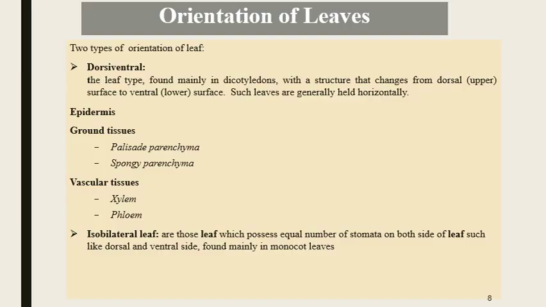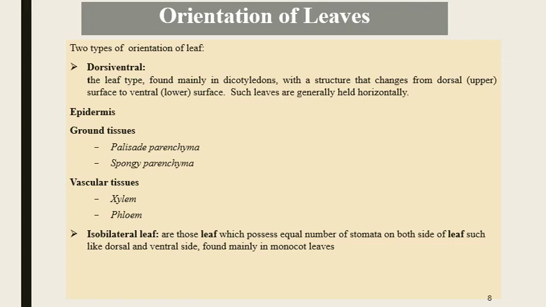Orientation of leaves. There are two types of orientation of leaves, dorsiventral and isobilateral. Dorsiventral: this leaf type, found mainly in dicotyledons, has a structure that changes from dorsal surface to ventral surface. Such leaves are generally held horizontally. It contains three types of tissues: epidermal, ground tissues, and vascular tissues.